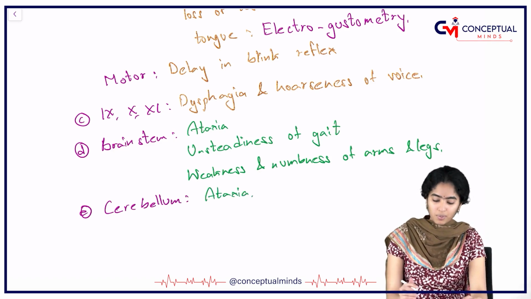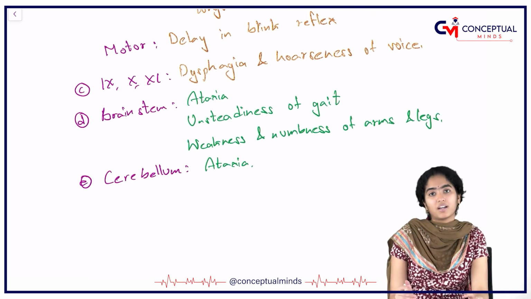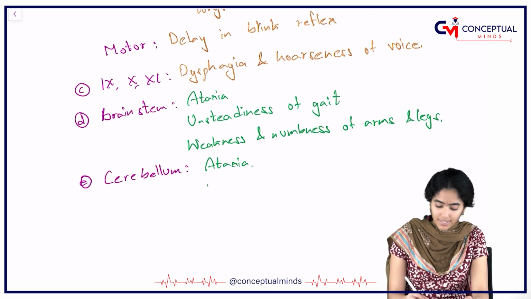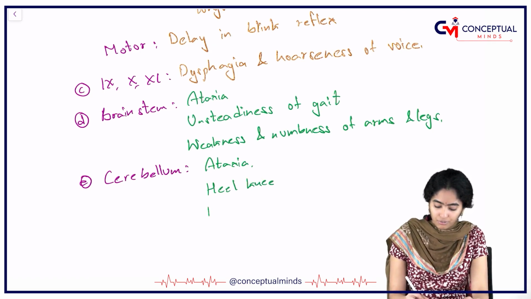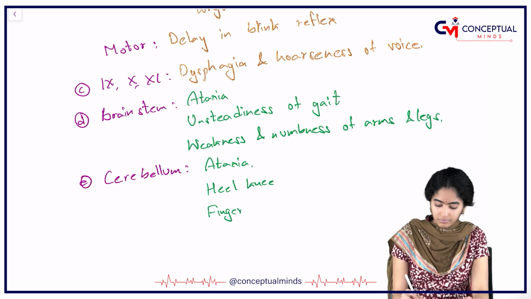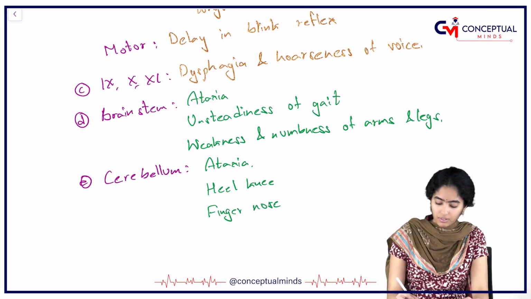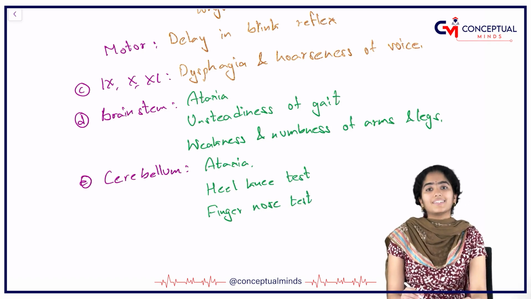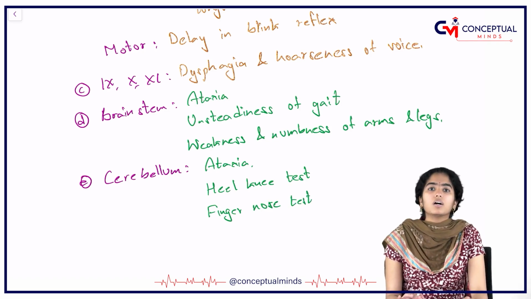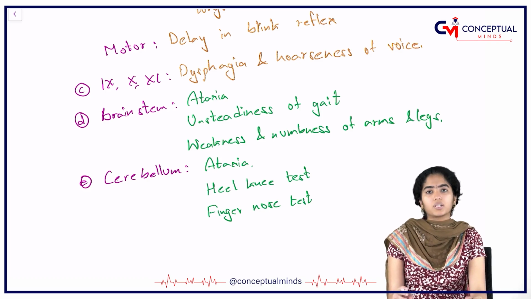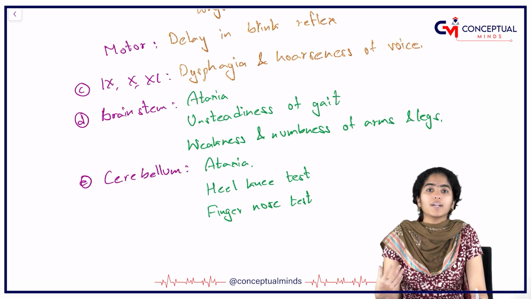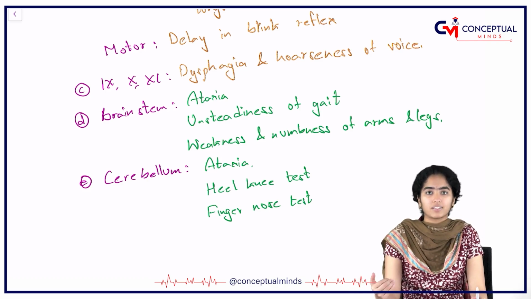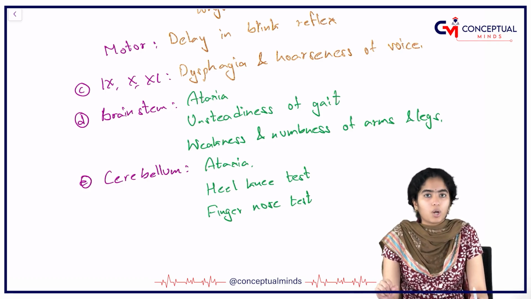And here we perform certain cerebellar function tests, for example, heel-knee test, finger-nose test. These help in identifying the cerebellar function. For example, in finger-nose test, the patient is asked to touch his nose with his own finger, and if he is not able to accurately do so, it shows that the cerebellum is not functioning properly.